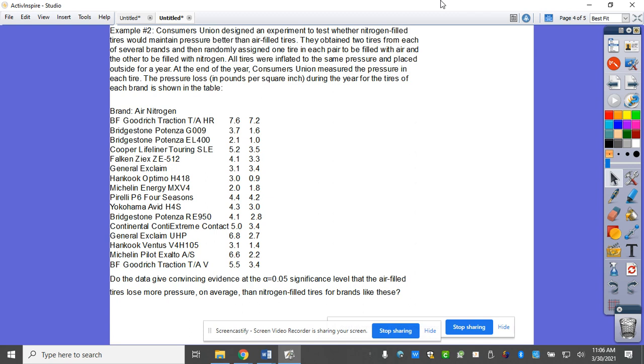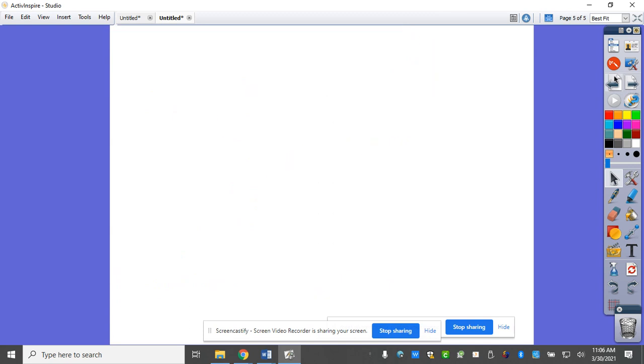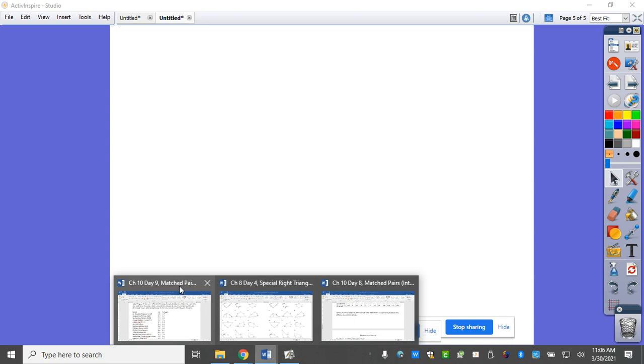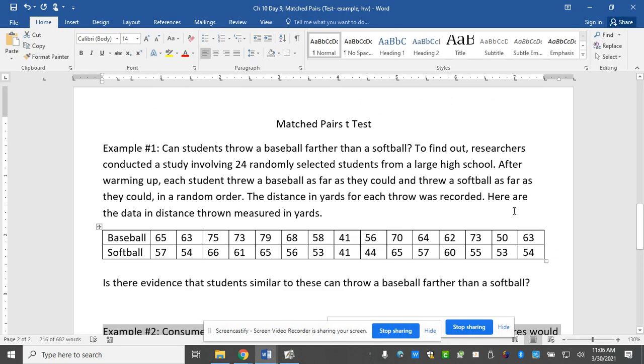They obtained 2 tires from each of several brands. Oh, I just copied the wrong one. Okay. So softball versus baseball one. Well, now I feel better about some of your numbers. I just did the other one. Okay. Can students throw a baseball further than a softball?